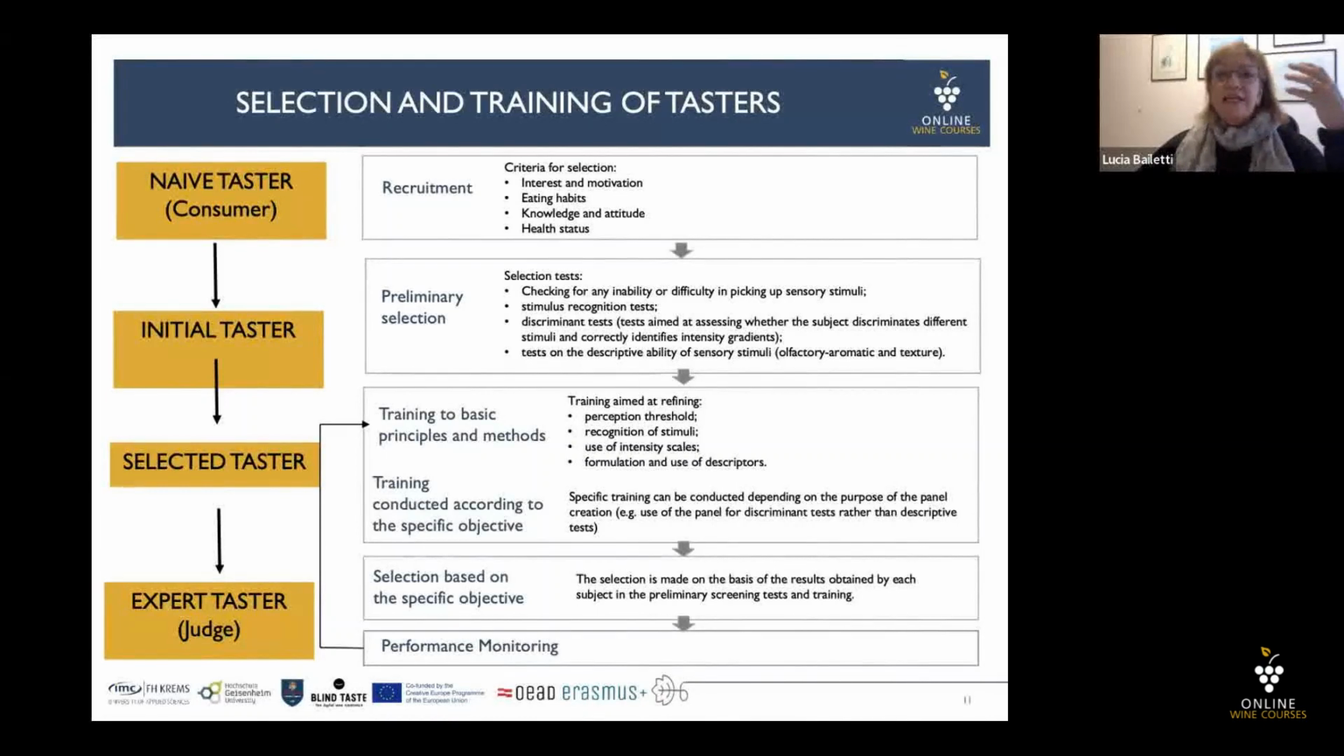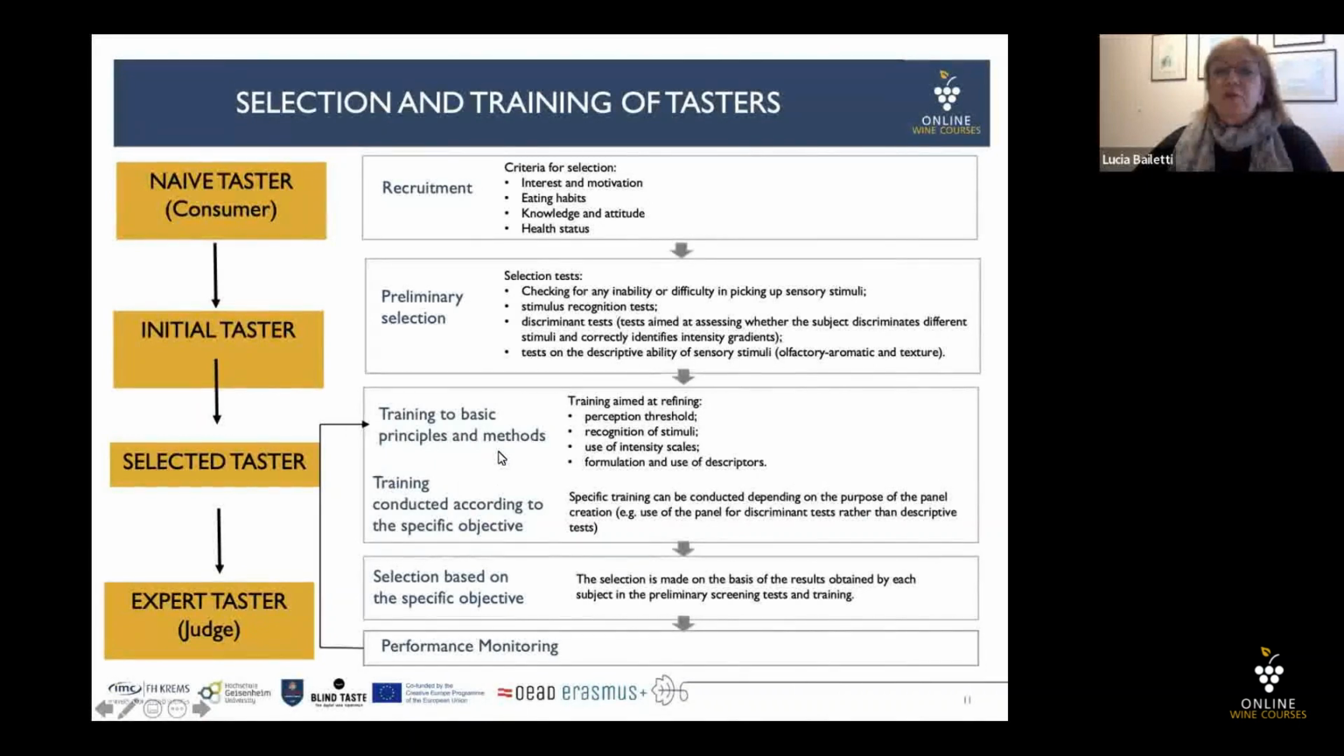So for the selection and training of testers, we have the naive tester, the consumer, the initial tester, who can recognize, for example, the fundamental tastes or some odors. And then the selected taster, who is trained to understand specific methods of analysis. And of course, with the experience of our selected tester, we have the expert tester.